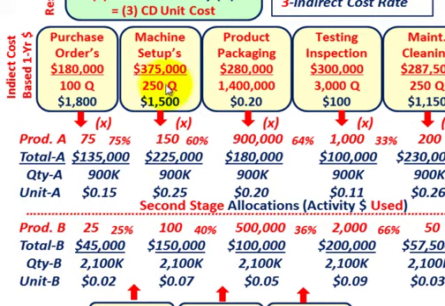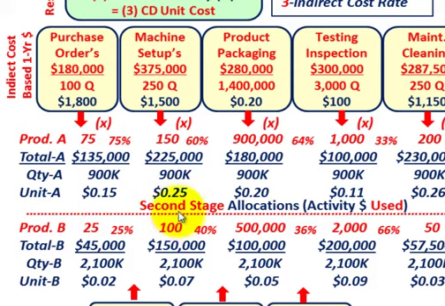So then moving to our machine setups, we go through the same thing. We don't have to go through all these numbers. For product A, of the 250 machine setups, product A gets 150. 150 times the $1,500 per setup is 225,000, divided by, again, the quantity of 900,000, gives us on a per unit basis 25 cents.